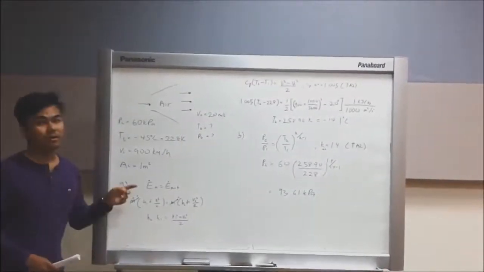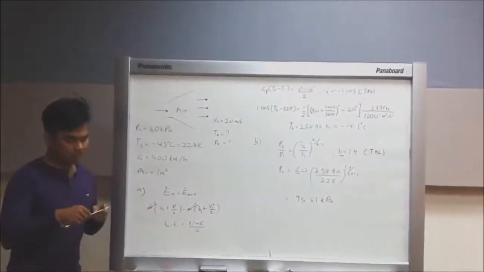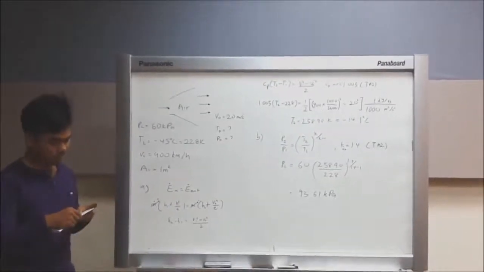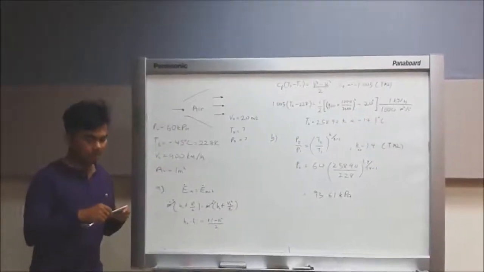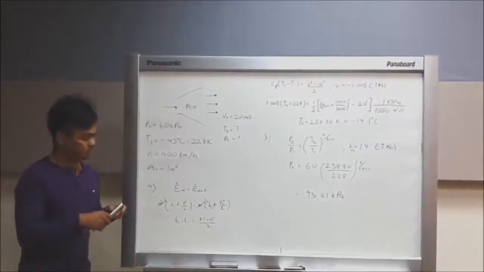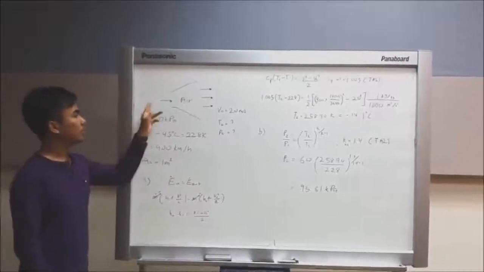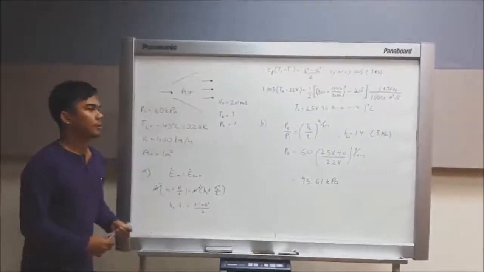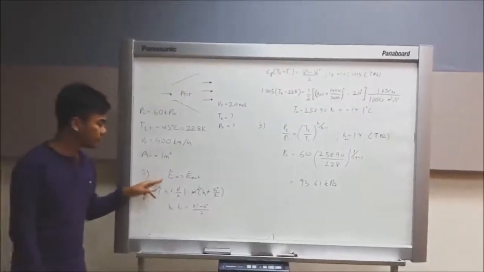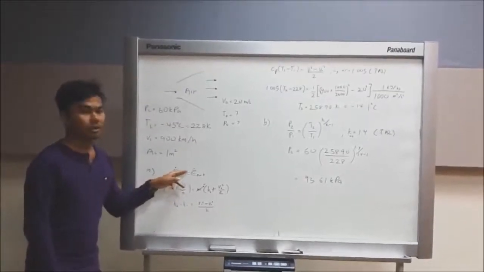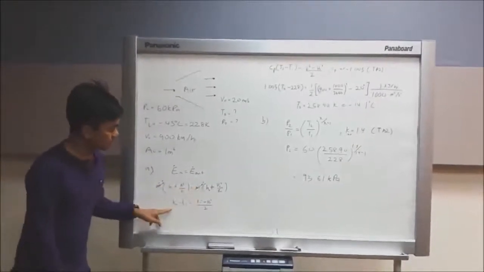To solve this question, we need to use these assumptions. This is a steady flow process. The air used in this question is an ideal gas. Potential energy is equal to zero. There is a single inlet and single outlet, which means m dot inlet is equal to m dot outlet. To find the outlet temperature, we need to use the energy equation: energy rate in is equal to energy rate out. By cancelling the m dot on both sides, we get this.